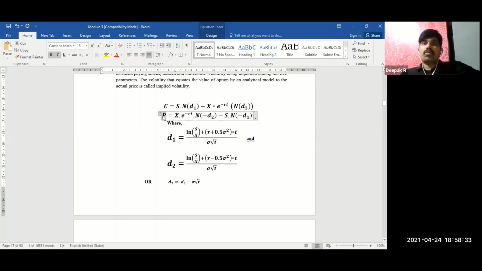Similarly, when it comes to a put option, what is the put option? The exercise price minus the spot price. So if the spot price is lesser than the exercise price, only then you make the profit. The present value of the exercise price minus the spot price is nothing but the premium lower bound. Here we are taking negative D2 as well as negative D1, because in this case we are trying to take the other side. So if I take the log normal of negative D2 as well as negative D1, you will be able to arrive at the option price.